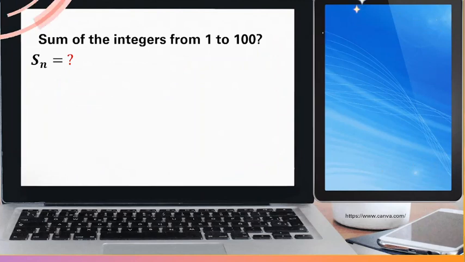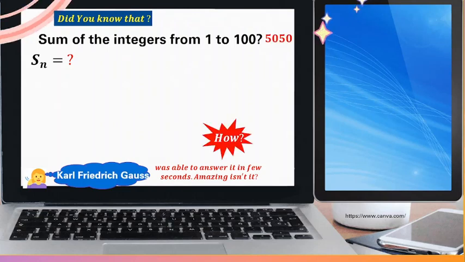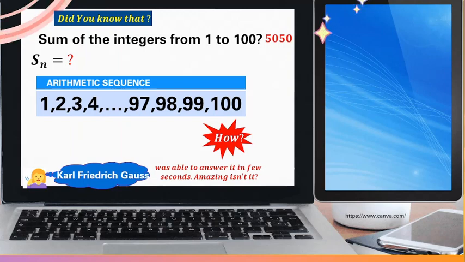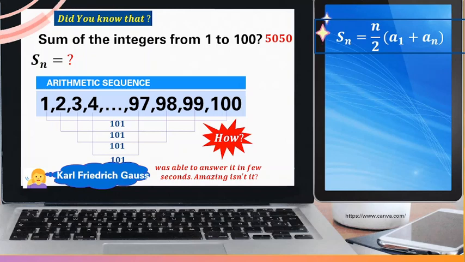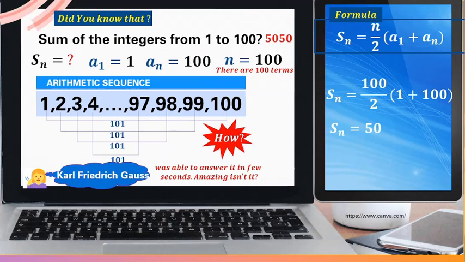Next, to find the sum of the integers from 1 to 100, we're going to solve for S sub n, which is 5050. But how? So first, we have an arithmetic sequence from 1 to 100. Then the sum of the first and the last term is 101. The second term and the second to the last term is 101 also. There are 100 terms. Therefore, n is equal to 100. So replace all the known values in the formula to solve for S sub n.